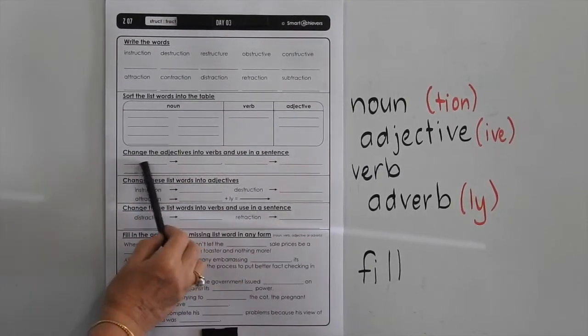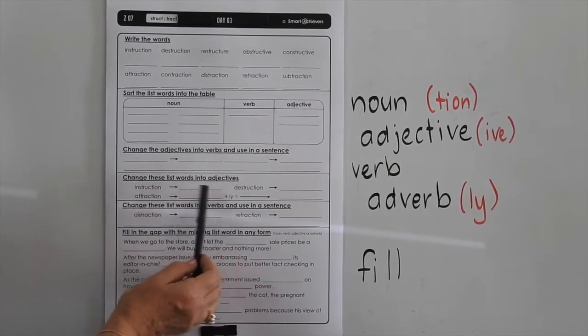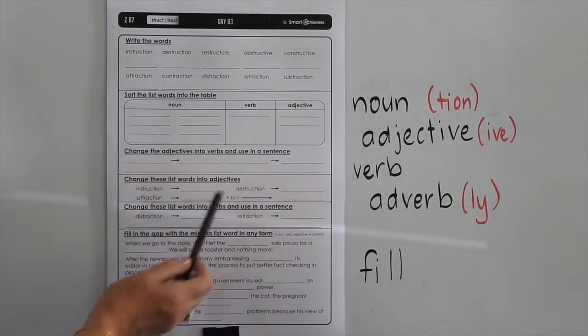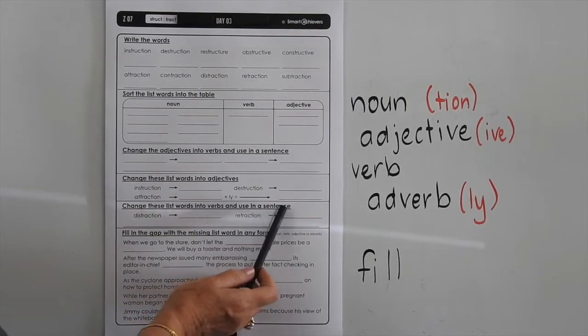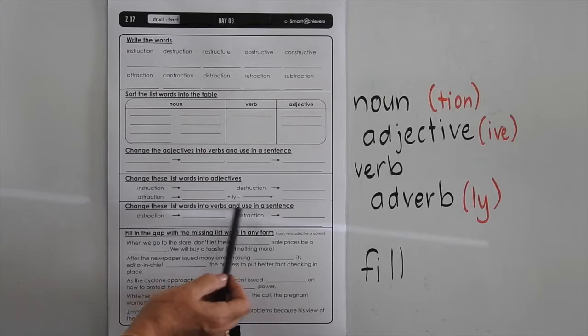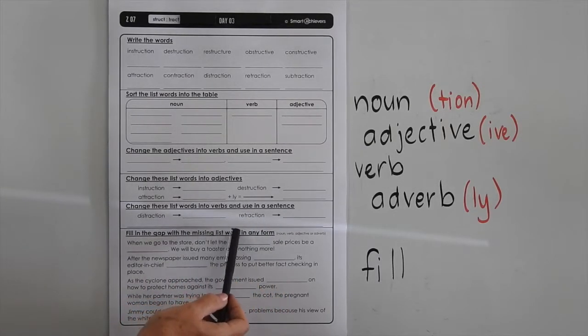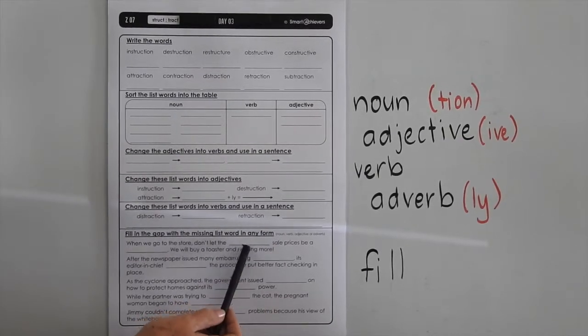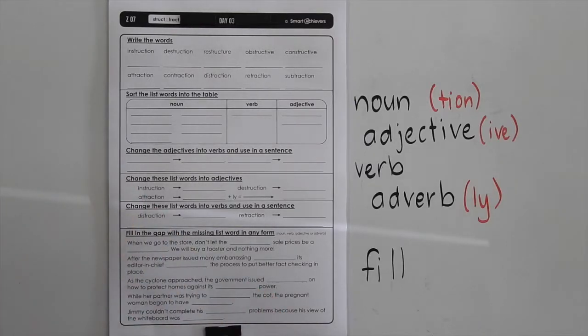So you've got 2 adjectives to change into verbs. Change these list words into adjectives. Use your little hint here, it may help you. Change these list words into verbs and use in a sentence, so taking them back to their base form. Then fill in the gap with the missing list word in any form. Now you may be filling in a noun, a verb, an adjective or an adverb. If it's a verb, make sure it's in its correct tense.